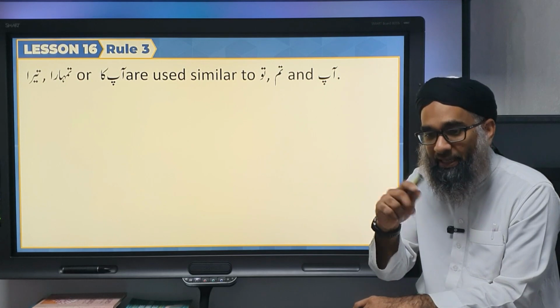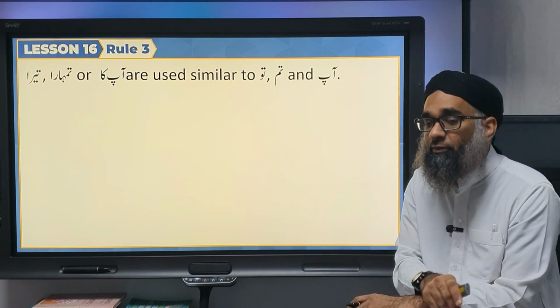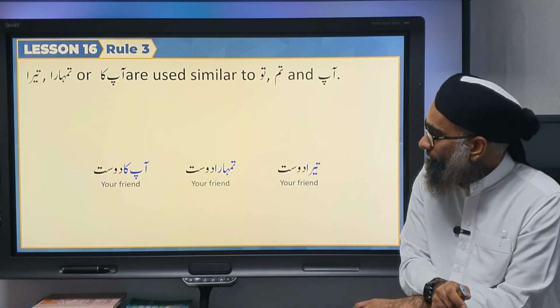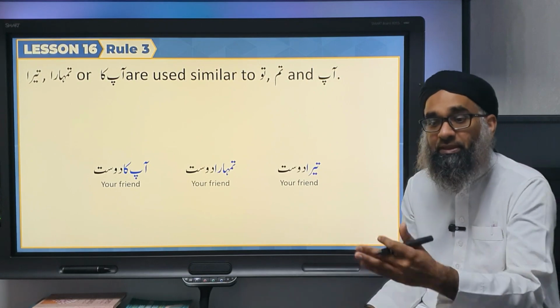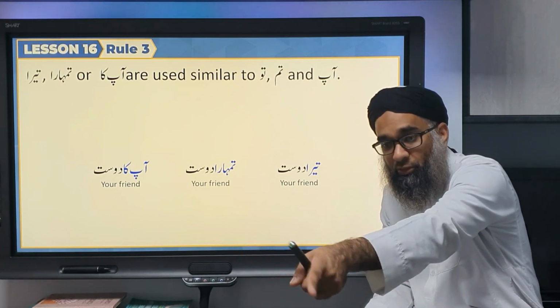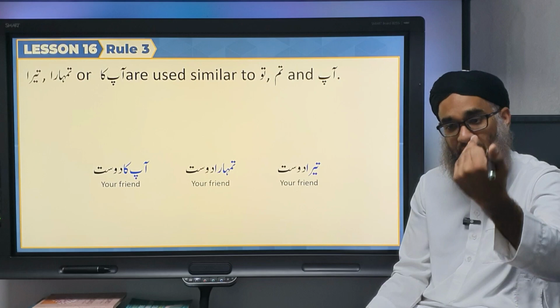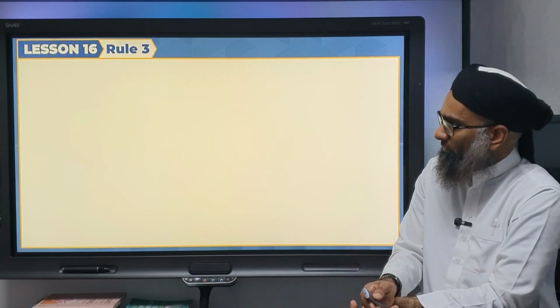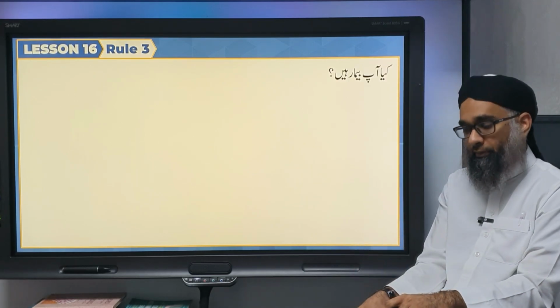And after that, the pronouns have the same level. So level 1 pronoun is tera, level 2 pronoun is tumhara, and level 3 pronoun is aapka. So tera dost. And you say to each other, tumhara dost. And you say to me, aapka dost. You understand? Ji. Carry on.